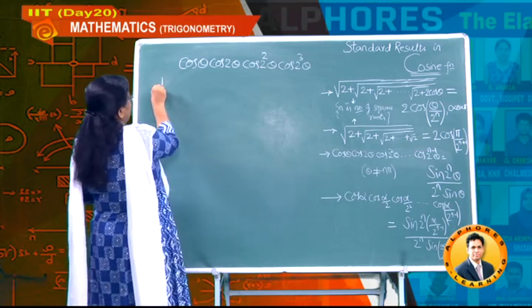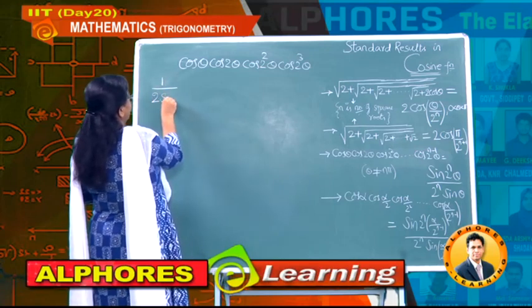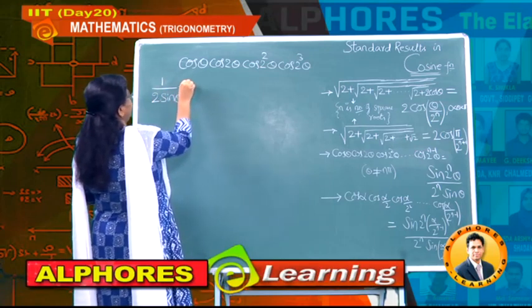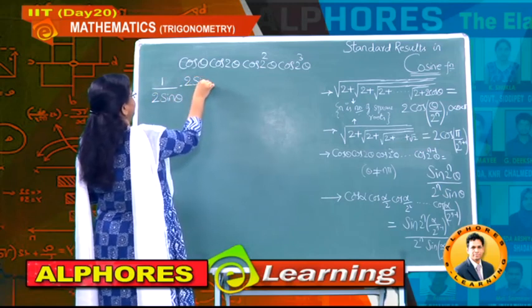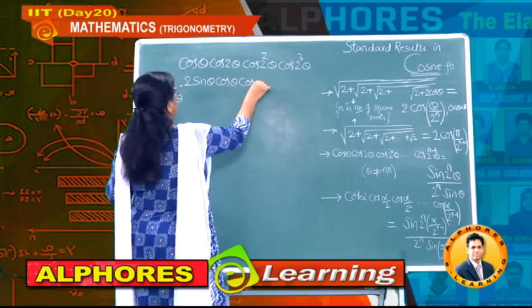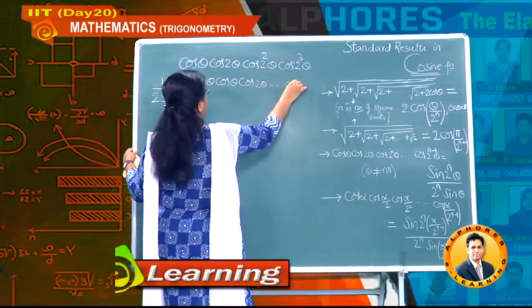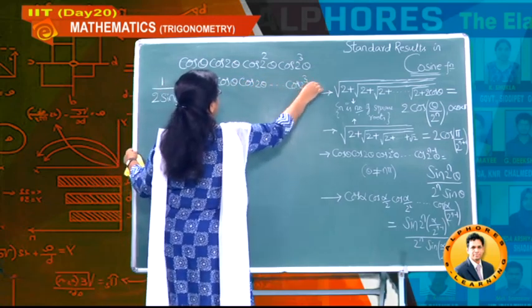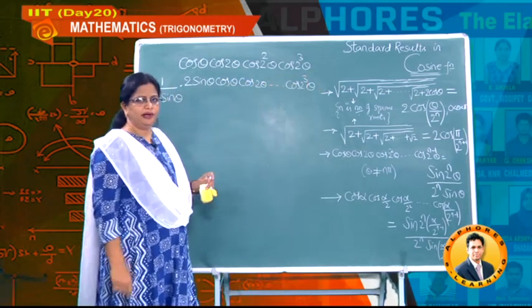Now here I am multiplying and dividing by 2 sin theta. Now this one is here how much? 2 sin theta into cos theta and cos 2 theta, etc. You got cos 2 cube theta, right students? So up to here you got, okay.